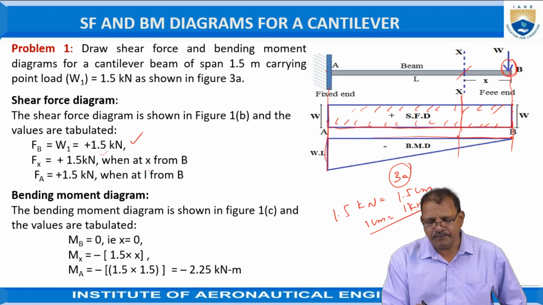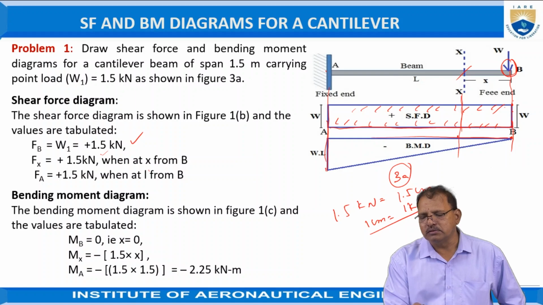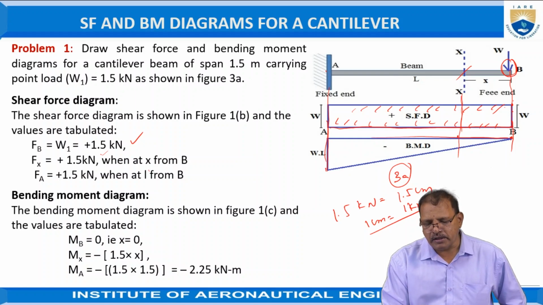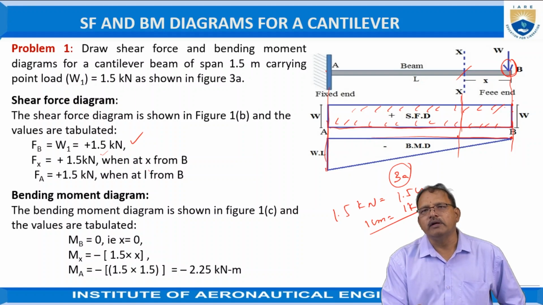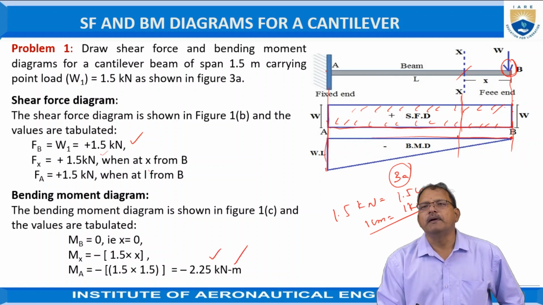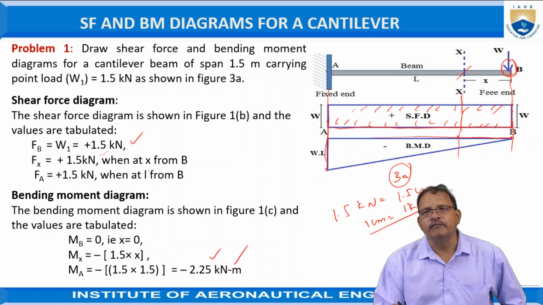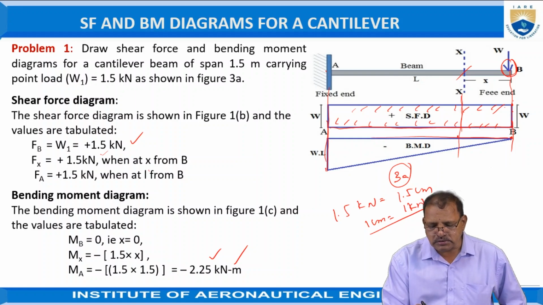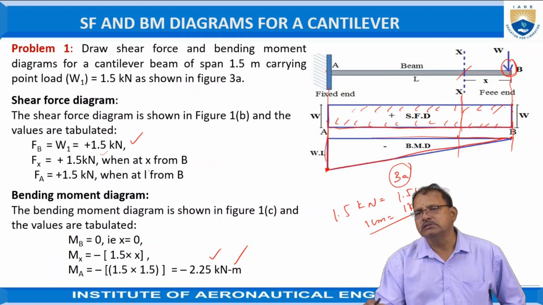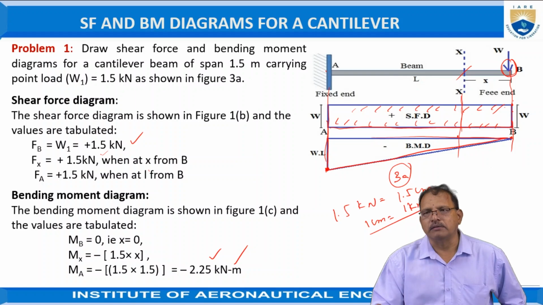Similarly, at point A the bending moment is equal to W into x, where W is 1.5 kilonewtons and the length of the beam is also 1.5 meters. Hence, the bending moment at A is equal to 1.5 into 1.5, that is 2.25 kilonewton meters. But the effect is a hogging effect, hence it is negative. Hence, negative 2.25 according to the scale. Join these two points. This is known as the bending moment diagram.